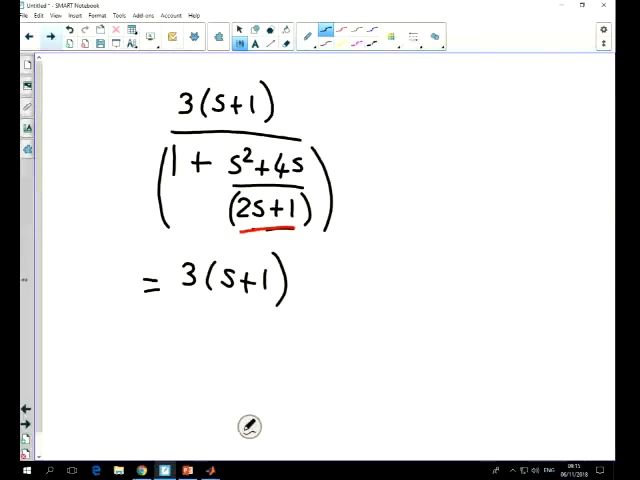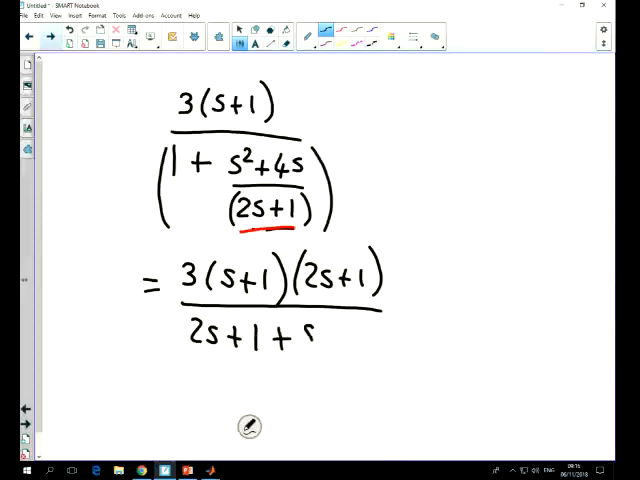You can tell me if it's wrong. Becomes 2s plus 1, and at the bottom, 2s plus 1 plus s squared plus 4s. And then obviously you can simplify that a bit as well. Top line says the same, the bottom line is 2s plus 4s plus 1. Well, you could multiply out the top line, or you can leave it. Yeah, okay. Just leave that.